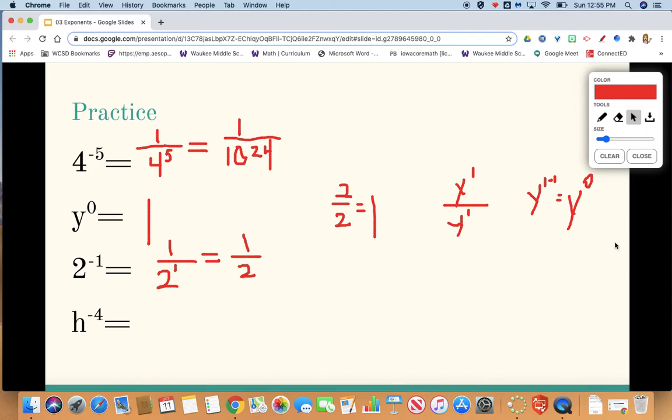And the last one, this one has a variable involved. H to the negative 4th power. If I wanted to write that with a positive exponent, I would need to place a 1 over top of it. That makes my exponent a positive. I can't go any further because at this point I don't know the value for h, so that's the best we can do.